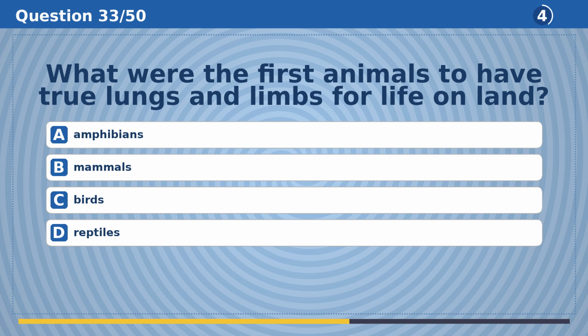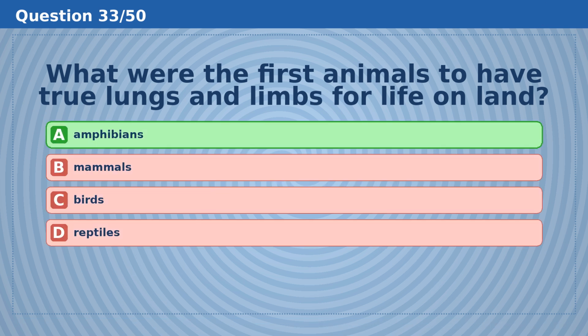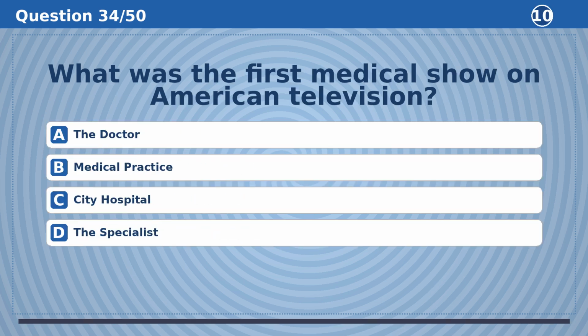What were the first animals to have true lungs and limbs for life on land? The answer is A, amphibians.